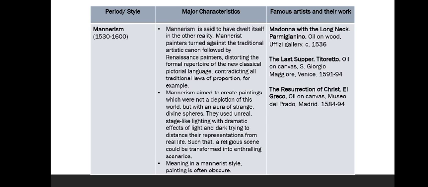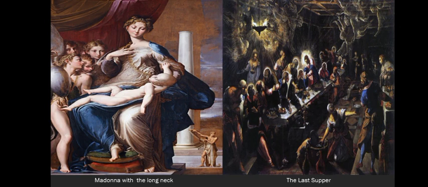Mannerism aimed to create paintings which were not a depiction of this world but with an aura of strange, divine spheres. They used unreal stage-like lighting with dramatic effects of light and dark, trying to distance their representations from real life, such that a religious scene could be transformed into something enthralling. Here are some examples of the famous artists and their works during the Mannerism period.